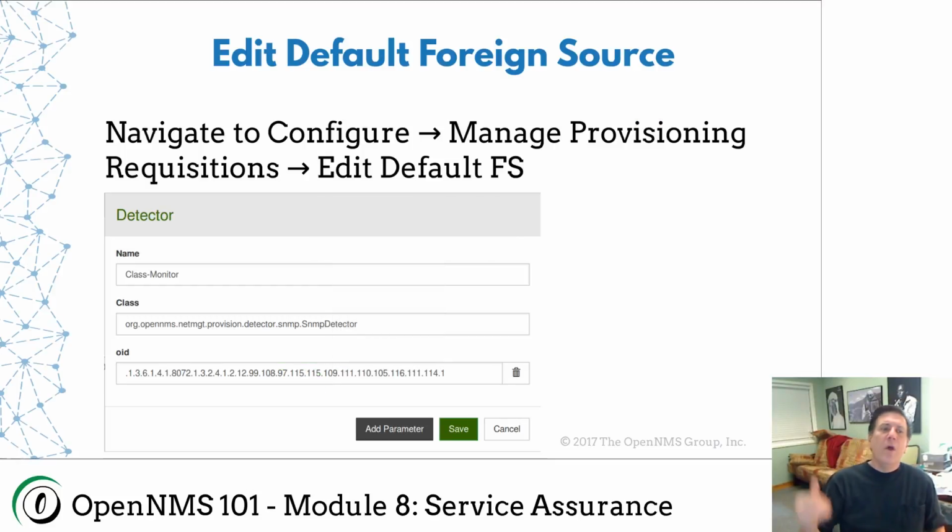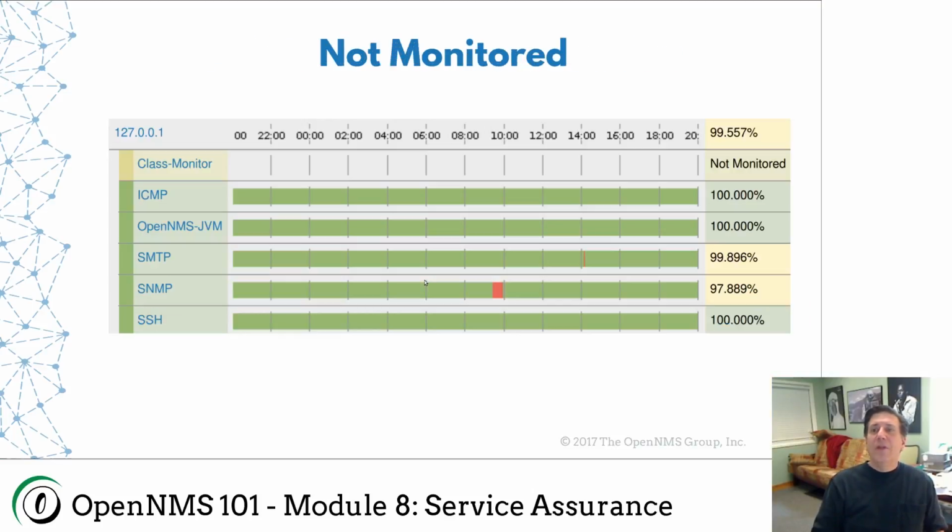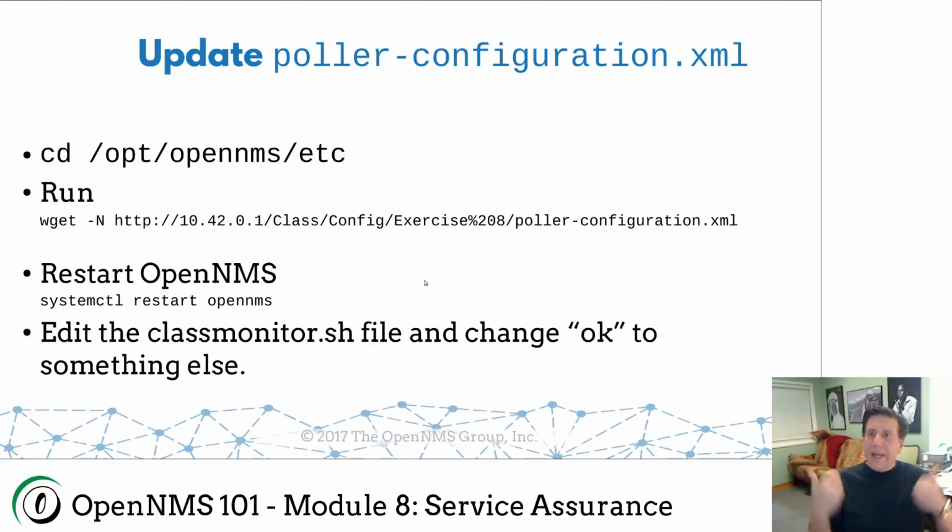So just to review, we went to our default foreign source. We added a service called Class-M monitor. It used the SNMP detector and searched for the object ID .1.3.6.1. blah blah blah .114.1, right there. Then we saved the changes. We rescanned the localhost. We could synchronize or we could rescan. Notice we get events. So it'll actually say the class monitor service has been discovered. So now we have a class monitor service. Now the next thing we have to do is get it monitored. And we're going to do this using the poller configuration.